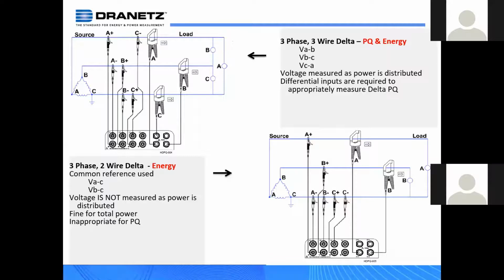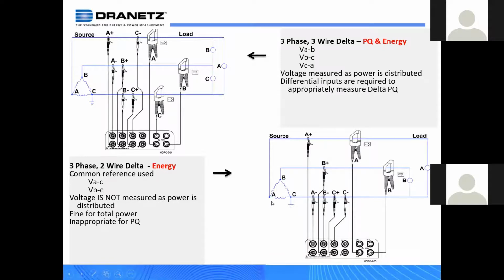So if we look at Blondel's theorem. Blondel's theorem says I have 3 wires, I need 2 watt meters to make that measurement. And most of the, in fact, probably all the fixed panel meters to measure energy do a 2 watt meter method, which is what it's called. It's perfectly fine for energy measurements, but it's less than optimal for a power quality measurement. And that's why if you look at the Dranetz instrumentation, we have both a 3-phase 2-wire delta, which is to the right here, and a 3-phase 3-wire delta, which is to the left here.